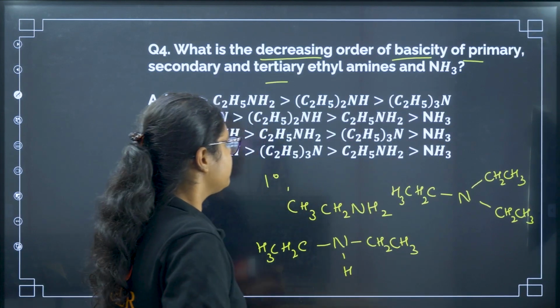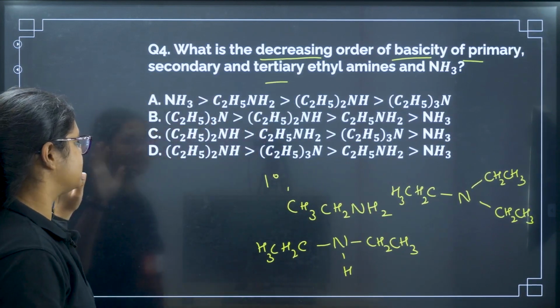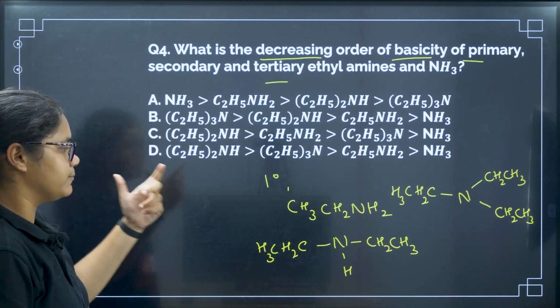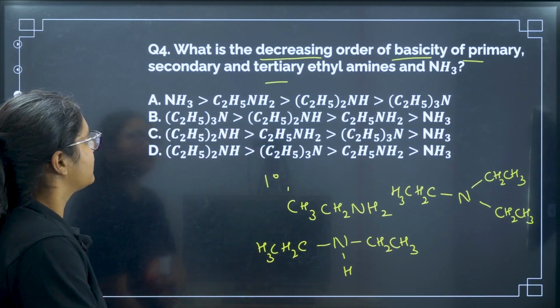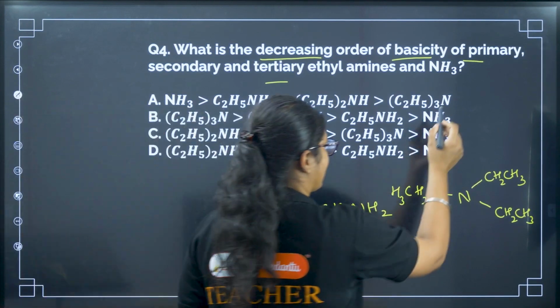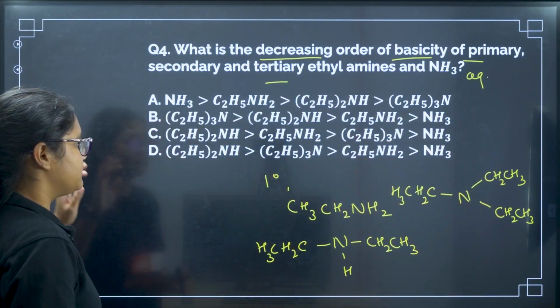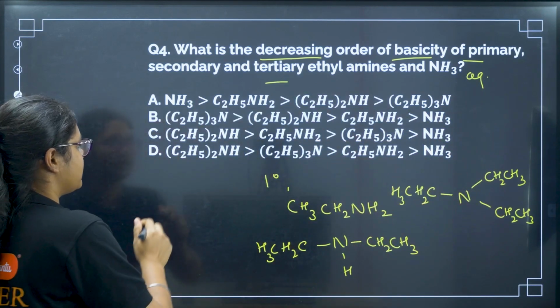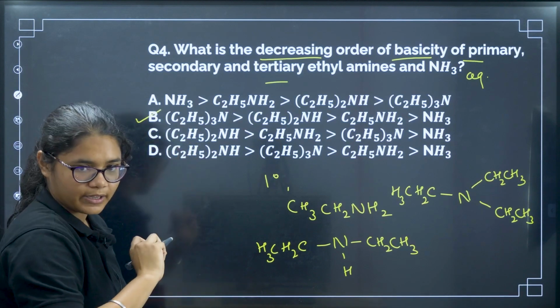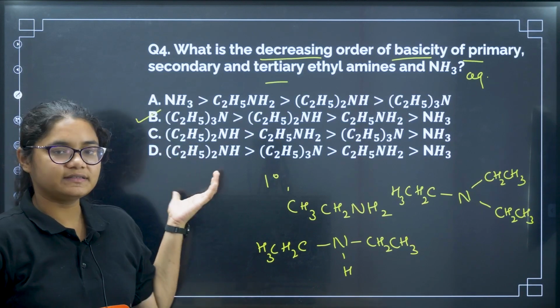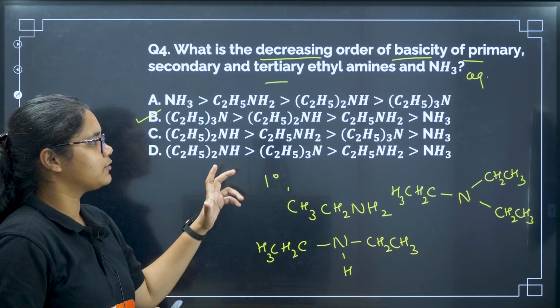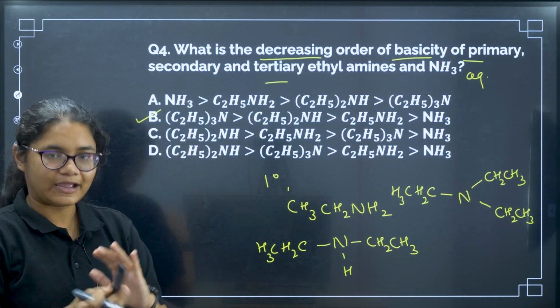Now, if it is not mentioned whether it is gaseous medium or aqueous medium, generally the question is asked for aqueous medium. Since the question hasn't mentioned anything, if it is gaseous medium, then the answer has to be option number B. But this is a previous year paper, and the options were according to aqueous medium.